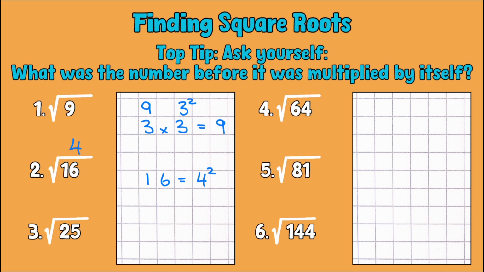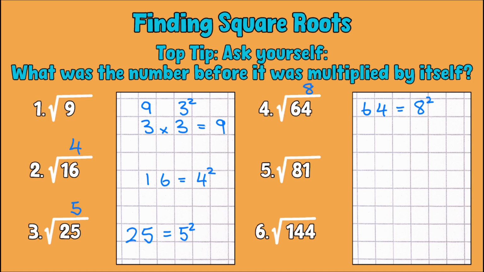Okay, let's have a look at number 3. So we've got 25. Now, what did we multiply by itself to make 25? Well, 5 times 5 is 25. So the square root of 25 is 5. And then we've got 64. So what did we multiply by itself to make 64? Well, 8 times 8 is 64. There we go. So the square root of 64 is 8.